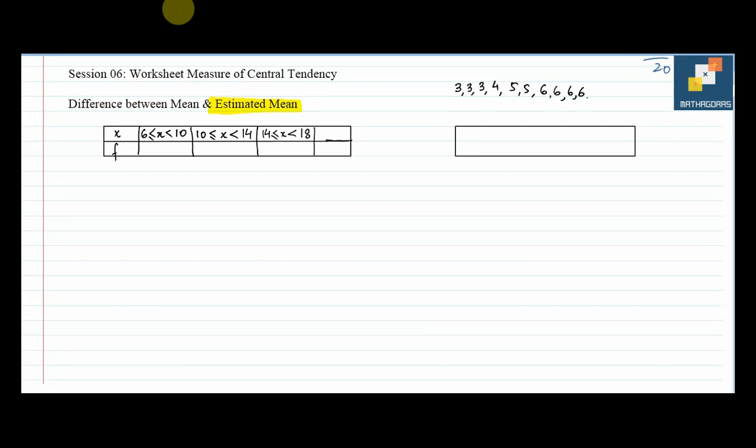At first, if you talk about the marking scheme of these two questions, estimated mean is a 3 mark question in your CIs. On the other hand, mean is a 1 mark question in your CI syllabus. Alright. So on your right side, you have ungrouped data.